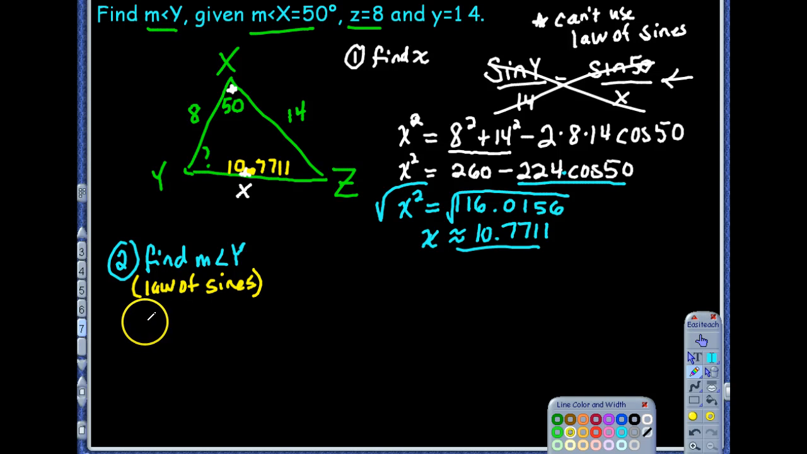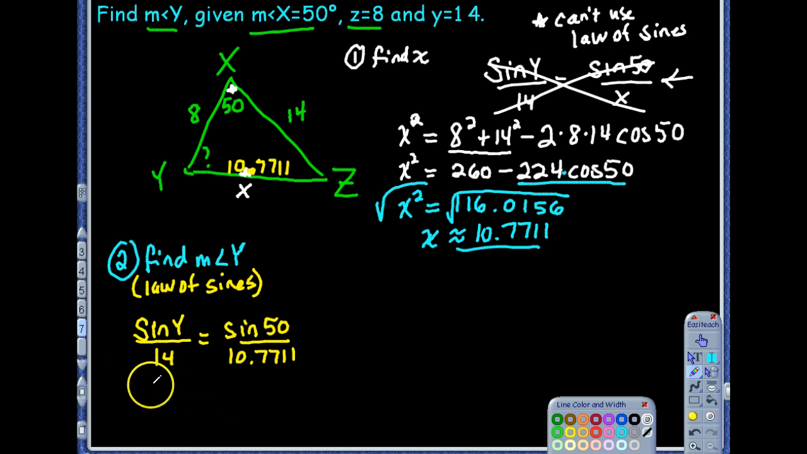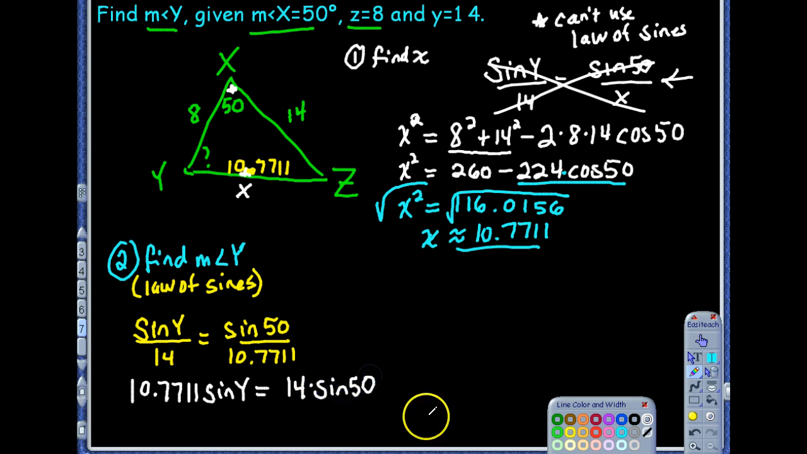How would we set it up? So the sine of y over 14 is equal to the sine of 50 over our 10.7711. And keep that 4 decimal places so it's more accurate. So it's really 14 sine of 50 over 10.7711. I'll keep the variable on that side. Sine of y is equal to 14 sine of 50, and I'm going to be dividing both sides then by the 10.7711.